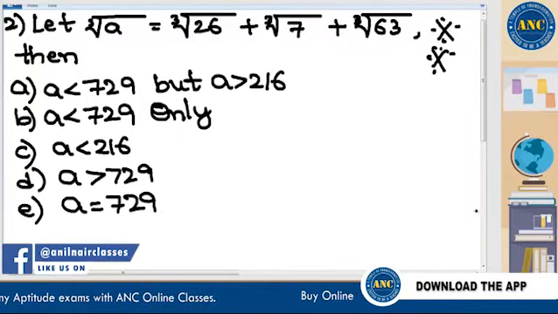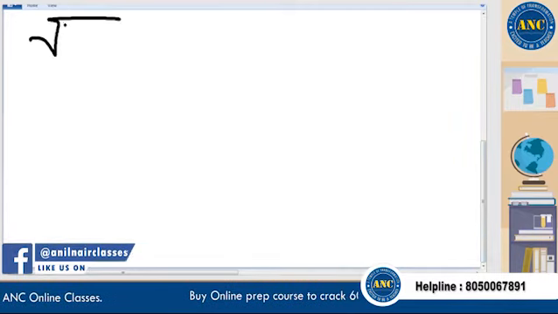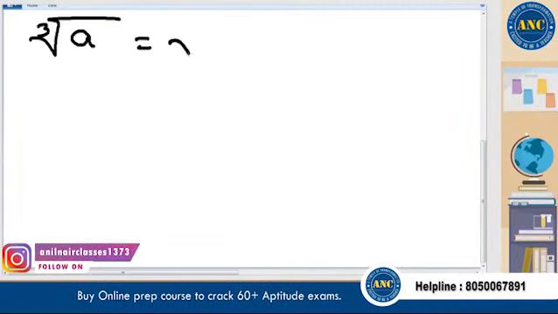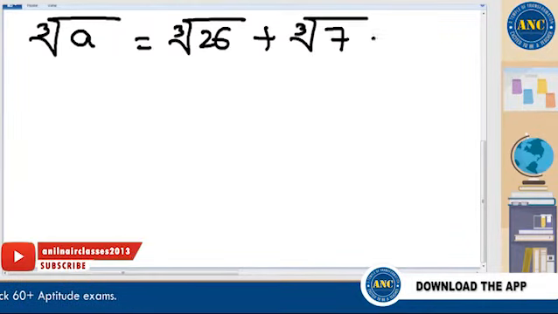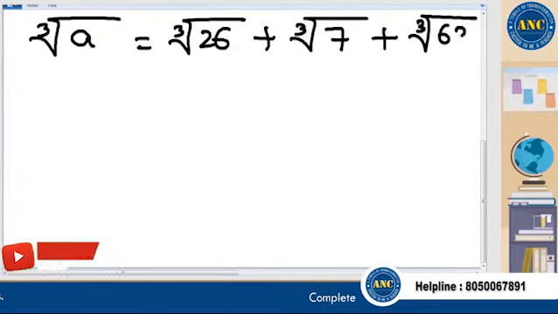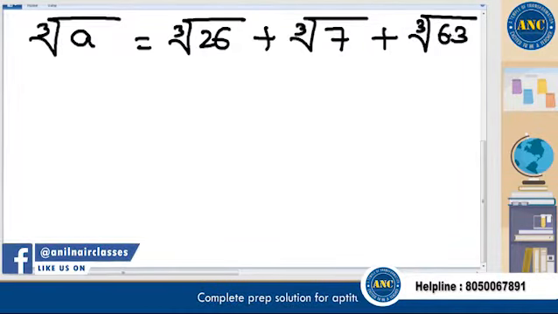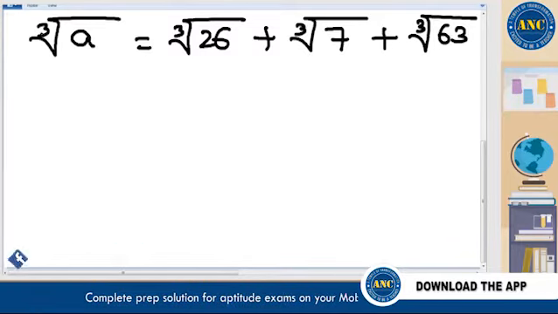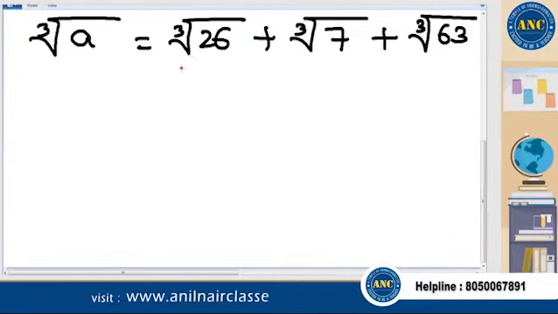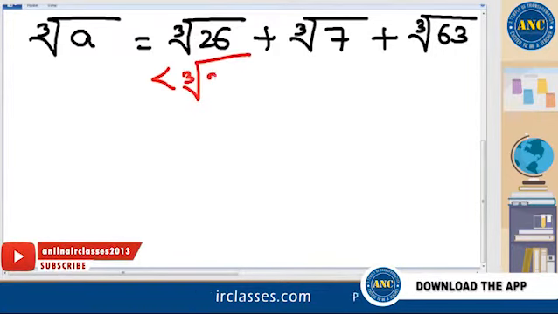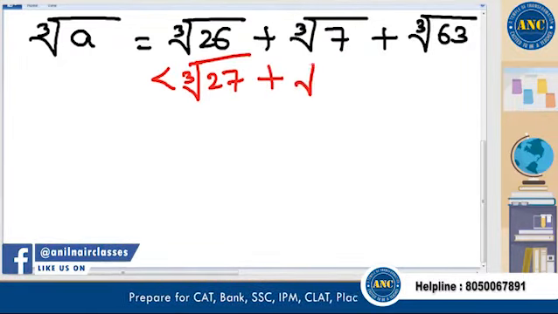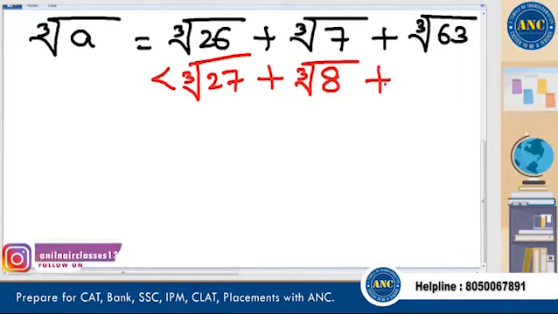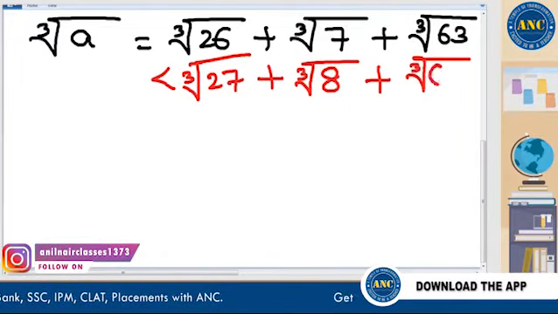Can I say that the condition given in the question is cube root of a is equal to cube root of 26 plus cube root of 7 plus cube root of 63, right? Now listen carefully, sir. Cube root of 26 is less than cube root of 27, cube root of 7 is also less than cube root of 8, and cube root of 63 is also less than cube root of 64.